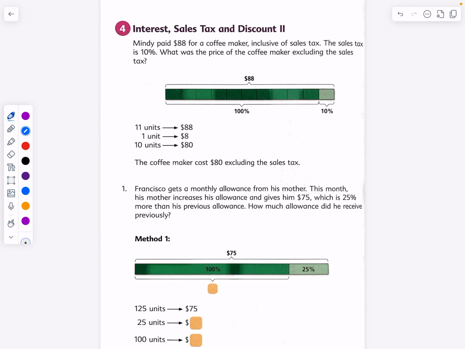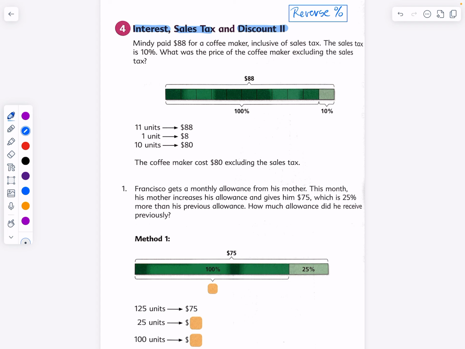Hello, the topic of today's lesson is again word problems about interest, sales tax, and discount. Except these problems will be slightly different. I call them reverse percentage problems. And I will explain what I mean in a few minutes, but they all follow a similar pattern. So let's read the first problem.